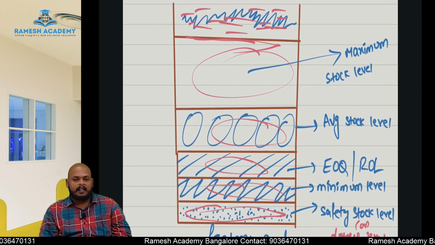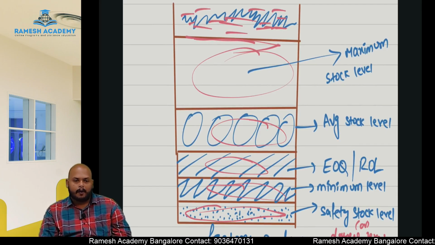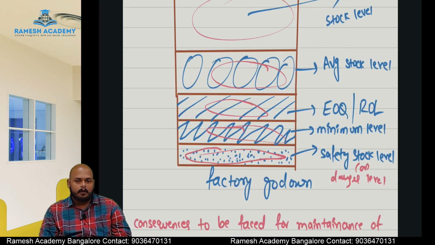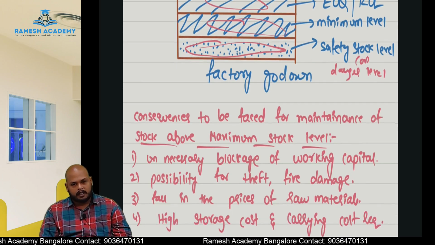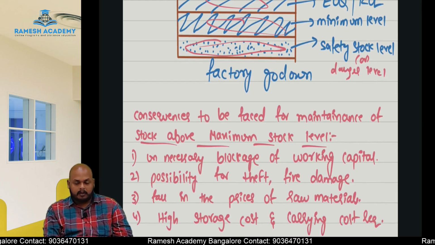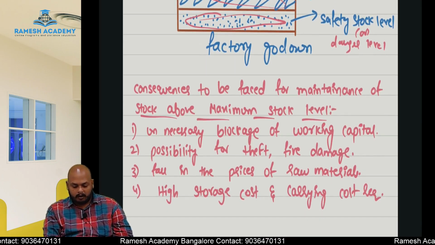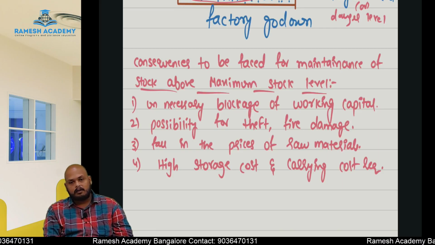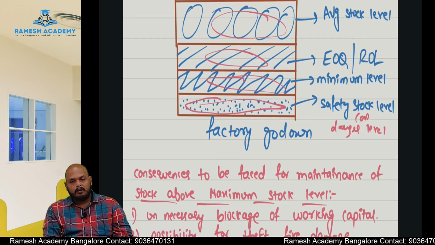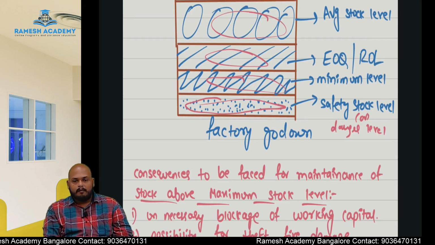Maximum stock level indicates the quantity of stock which can be maintained by a business organization at any point of time. They have to maintain up to the maximum stock level, and should not go above it. If they maintain more than maximum stock level, they face consequences like unnecessary blockage of working capital, possibility of theft and fire accidents, fall in the prices of raw material, and high storage cost and carrying cost.